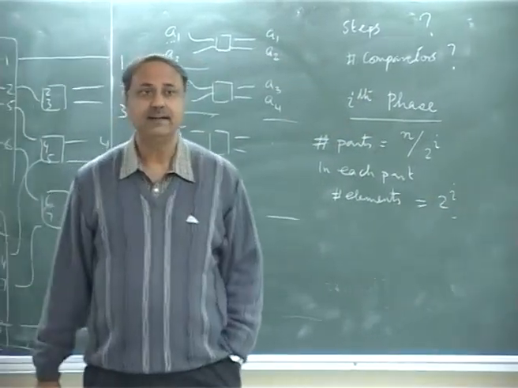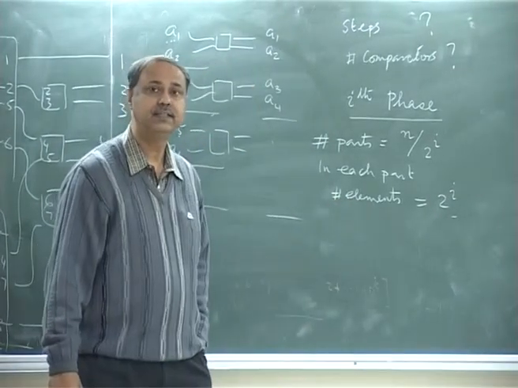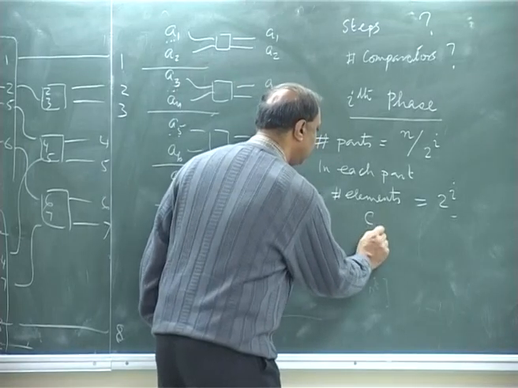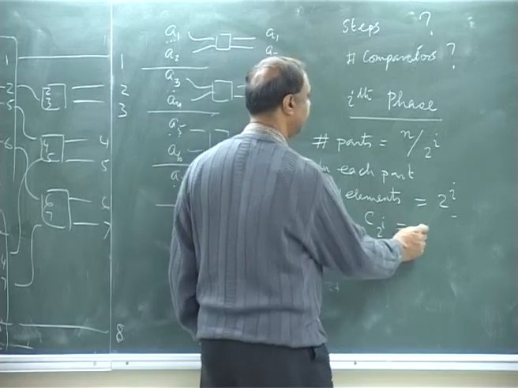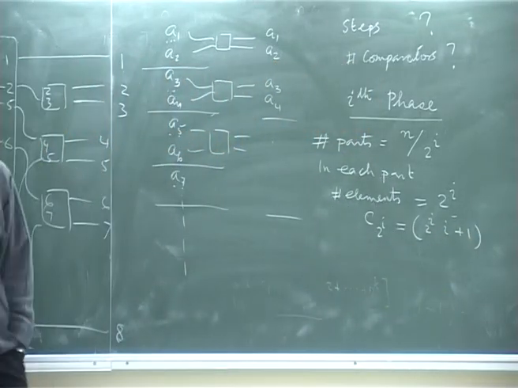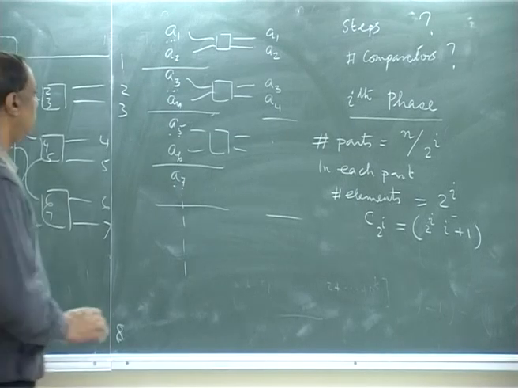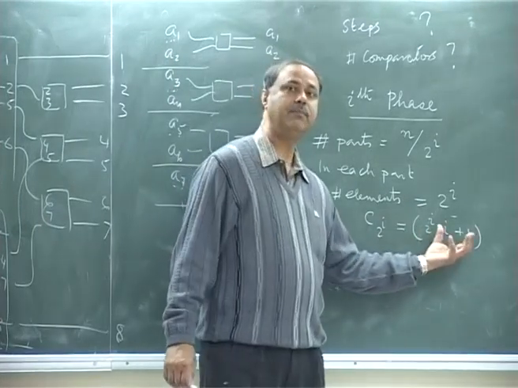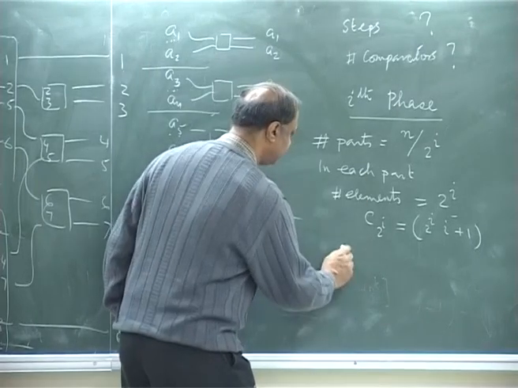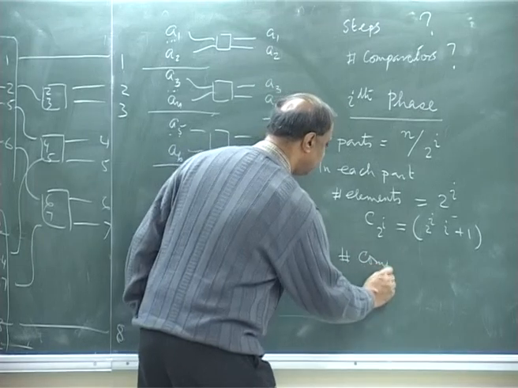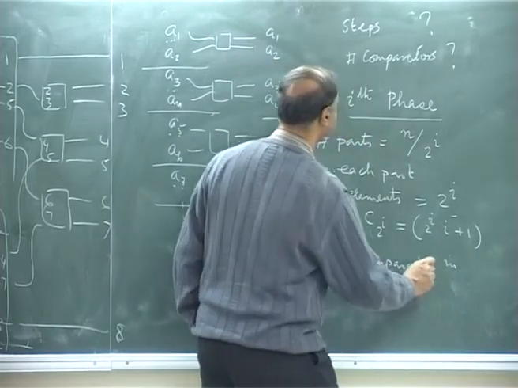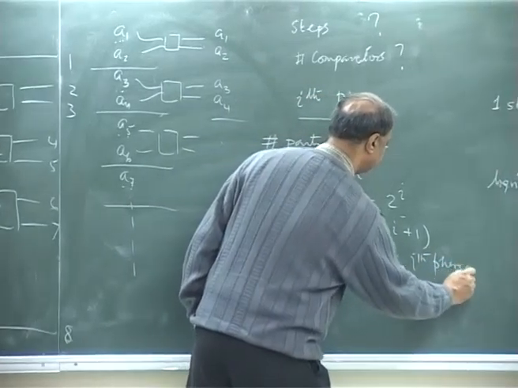If I know this 2 to the power i, what is the number of comparators you need? So the number of comparators C of 2 to the power i is 2 to the power i into i plus 1. Yes? So in each part you need that many comparators. Agreed? So what is the total number of comparators in the ith phase?